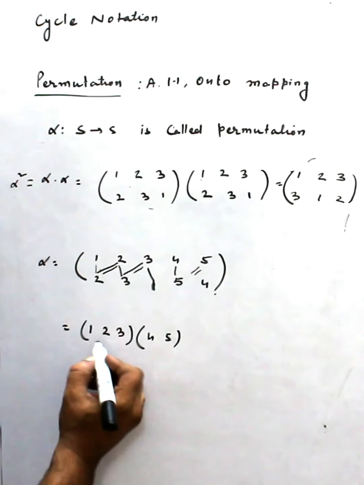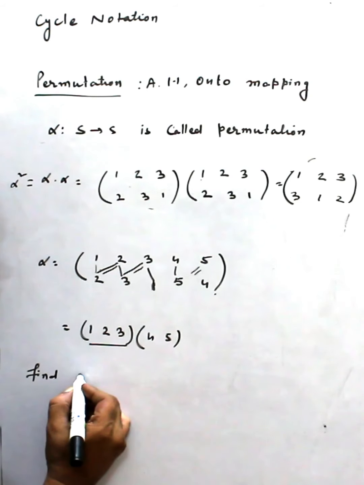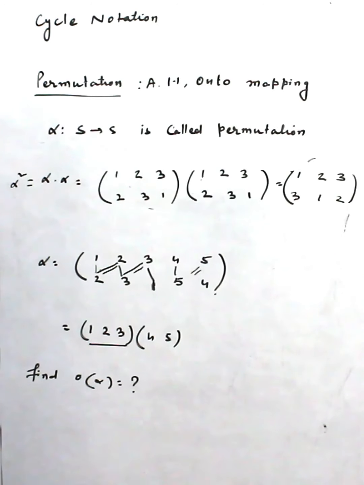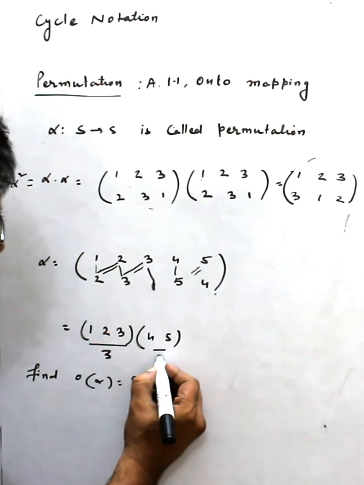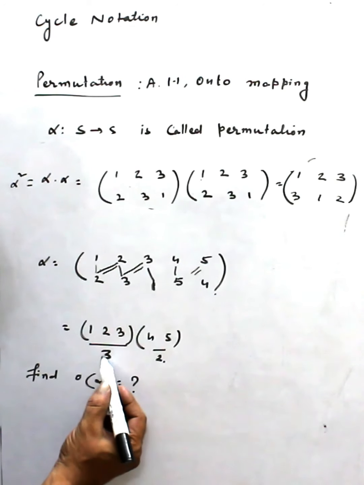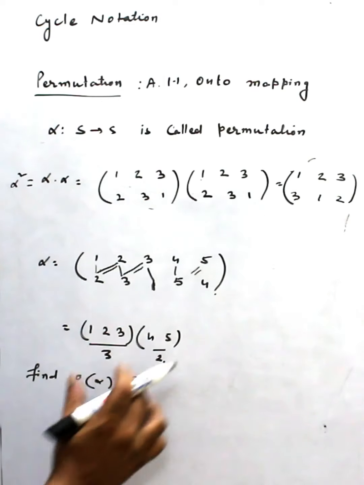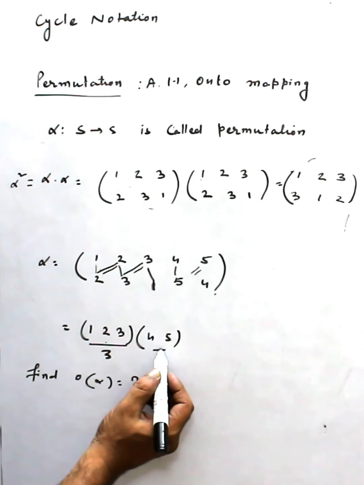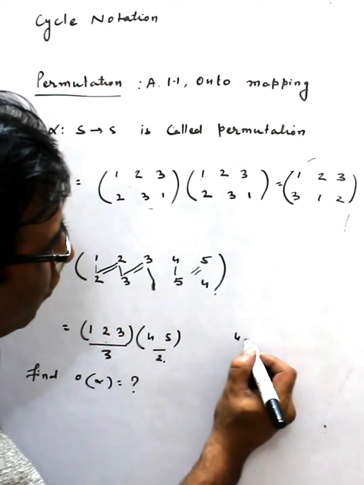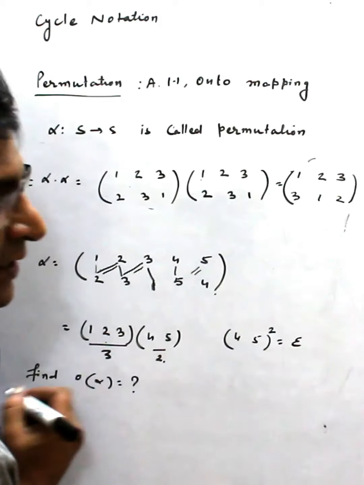But here we know, if I say find the order of alpha, what is the order of alpha? Because here the length is 3 and here the length is 2. That means if I take order 3, then what happens? On 3 times motion, this becomes identity, but this stays the same. Actually 4, 5, if I square it, then it becomes identity.